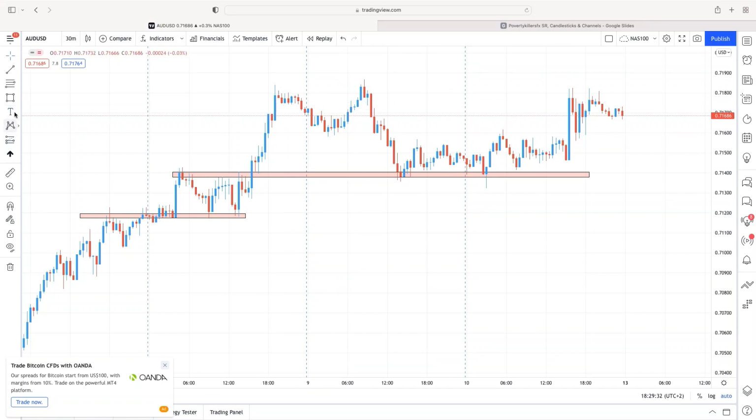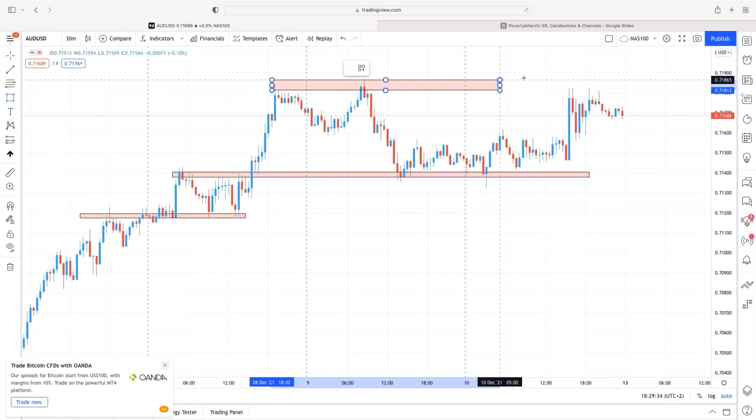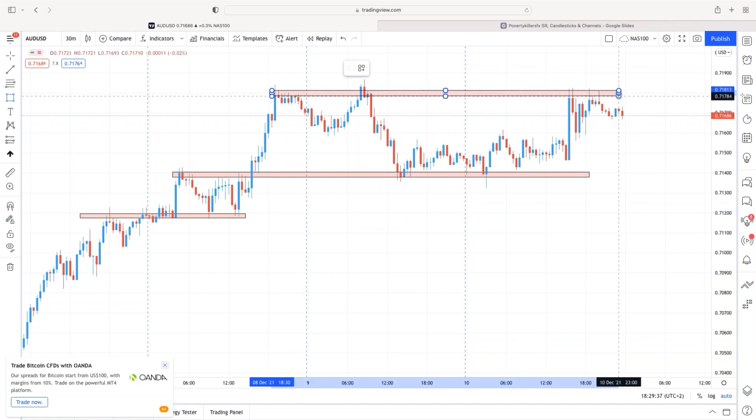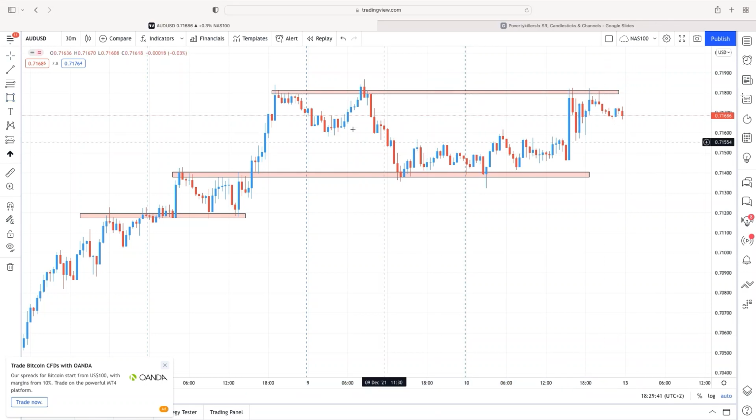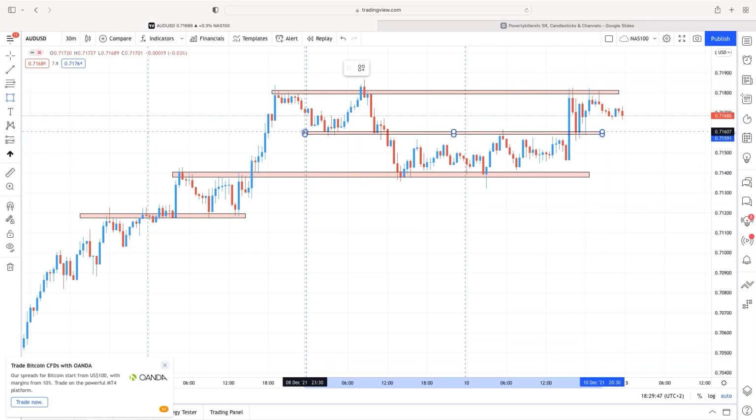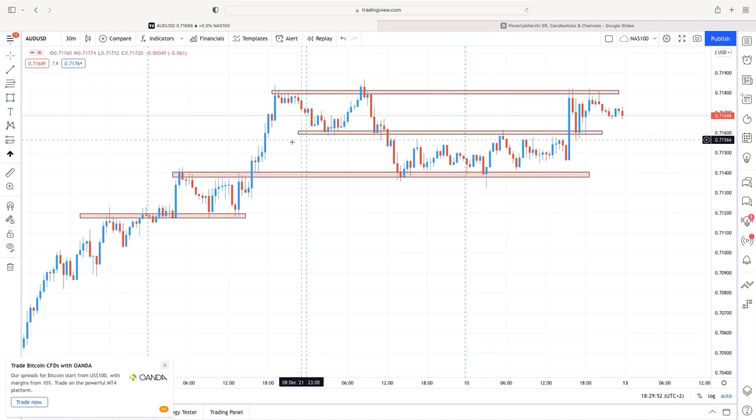Then the market found like a new resistance. Now as you can see, the market found a new resistance here. Let's say for example it's the first time the market is reaching this level. You are not going to be able to see if this is going to be resistance.